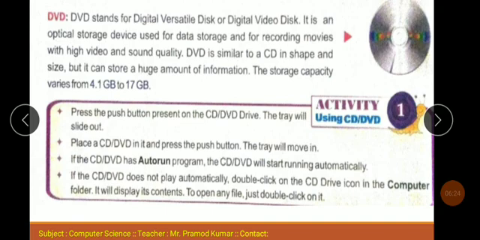It means DVD stands for digital video disc. It is an optical storage device used to store a large amount of data. DVD capacity is larger compared to the CD, and a DVD stores data from 4.1 GB to 17 GB.